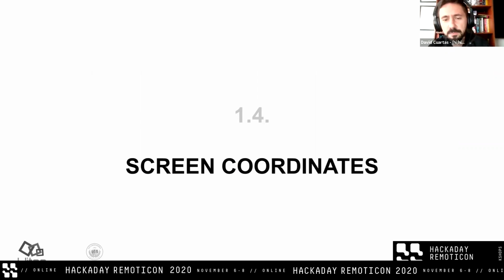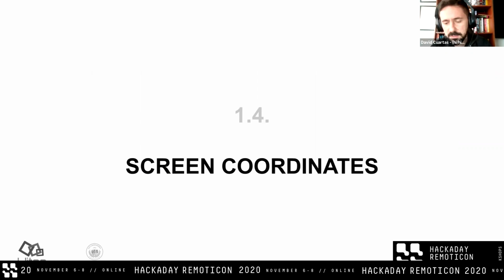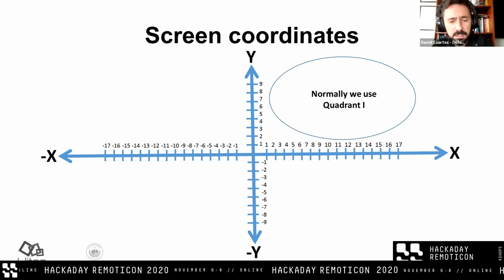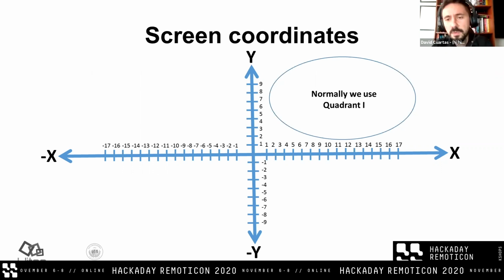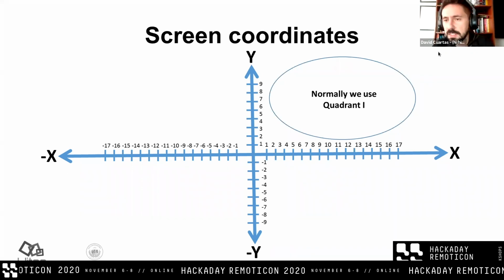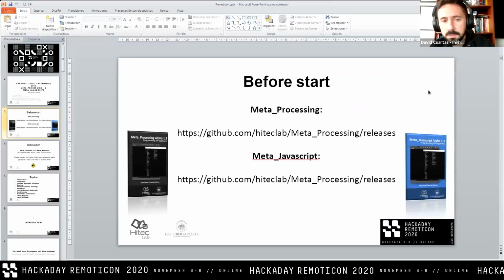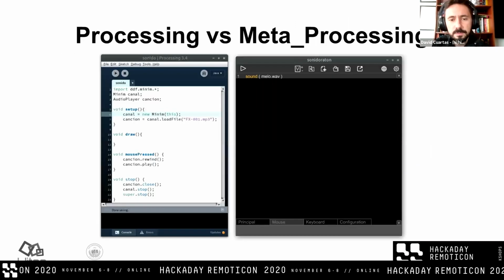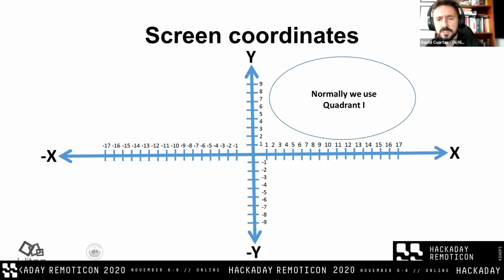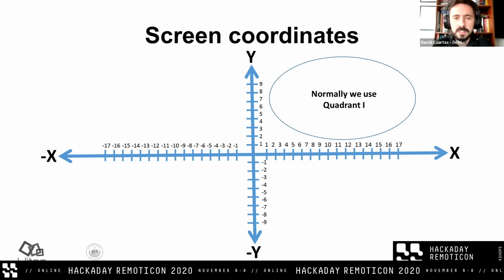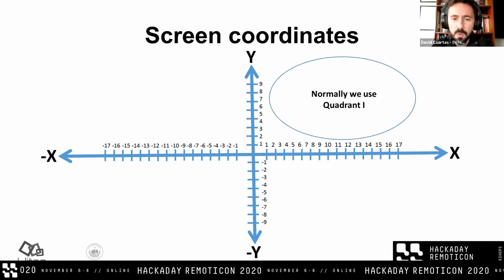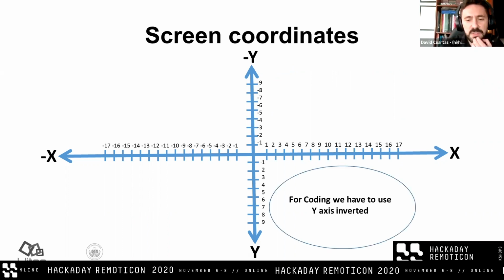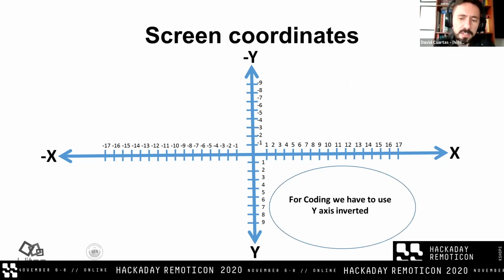To start to code, it is really important to learn how the screen coordinates work. In high school, we learn to work with the Cartesian coordinate system. So normally we use quadrant 1, where the x values increase. Okay. So the numbers increase on the x axis from left to right, and the values increase from 1 to 9 from bottom to top on the y axis. But in coding, we have to use the y-axis inverted.